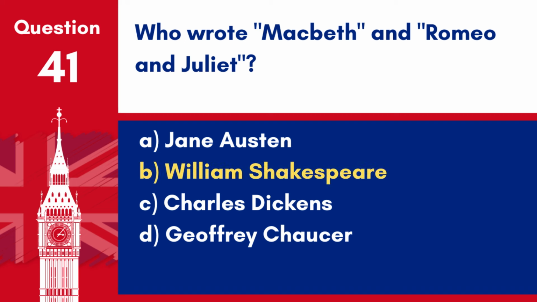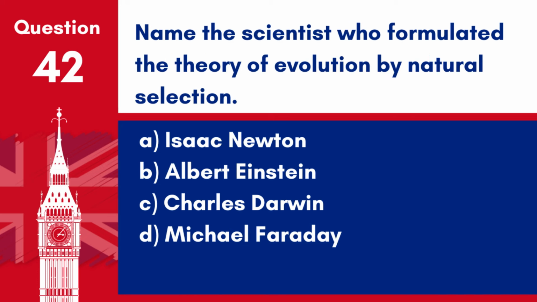Answer B. William Shakespeare. William Shakespeare, the famed English playwright, wrote both Macbeth and Romeo and Juliet. Question 42. Name the scientist who formulated the theory of evolution by natural selection. A. Isaac Newton. B. Albert Einstein. C. Charles Darwin. D. Michael Faraday.